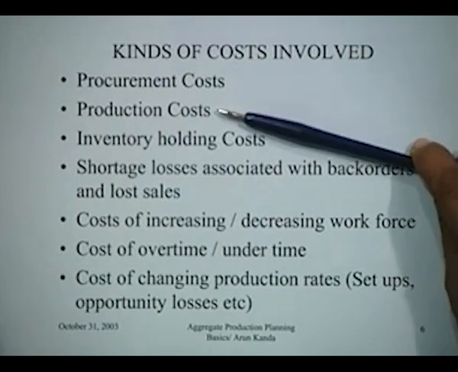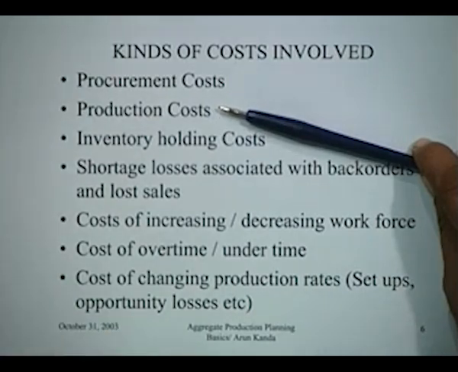Then you have costs of production. Cost of producing a piece in the first period might be 100 rupees, in the next period it might be 110 rupees, and then it might be constant at 110 rupees a piece, and then it might go up again in the sixth period to something else.